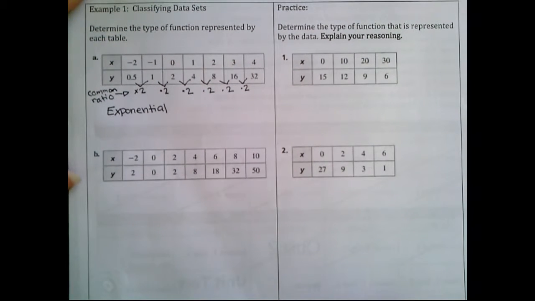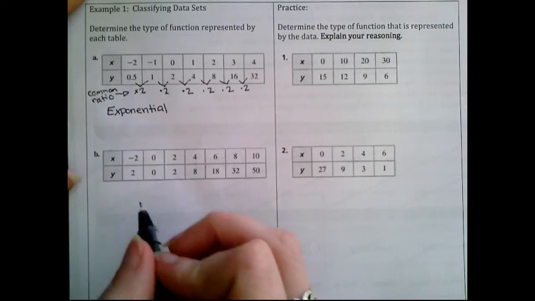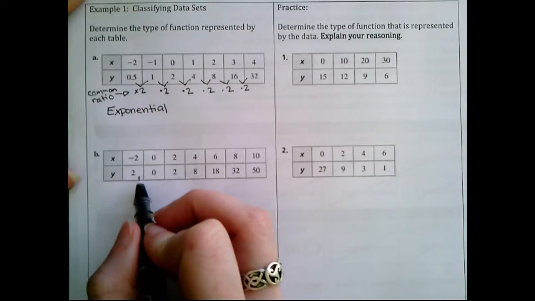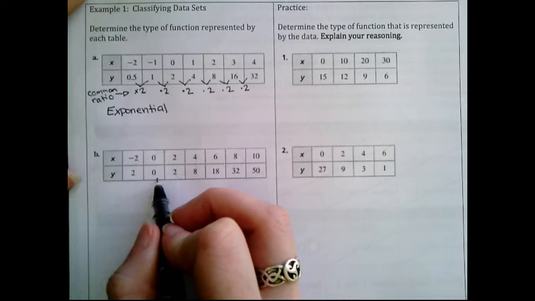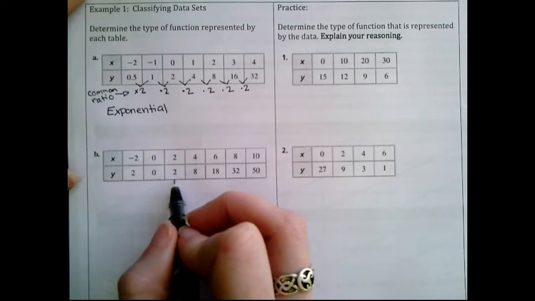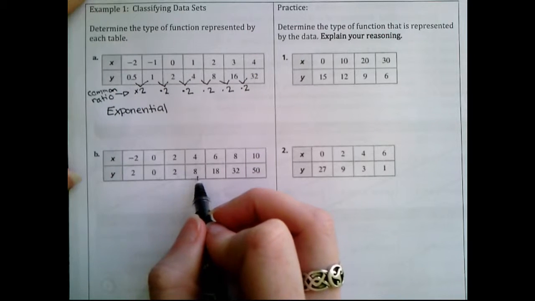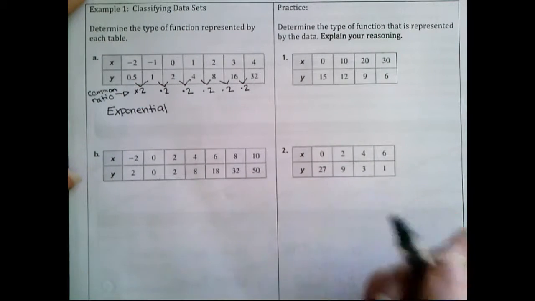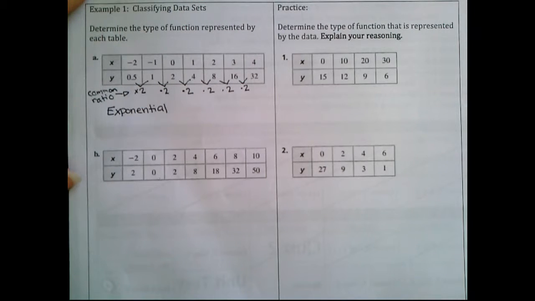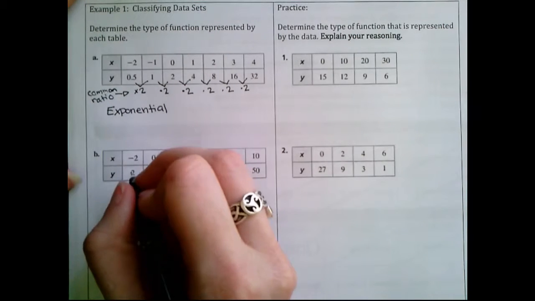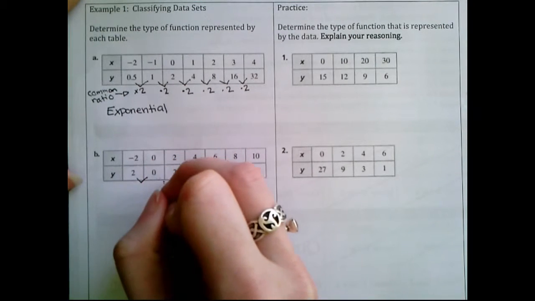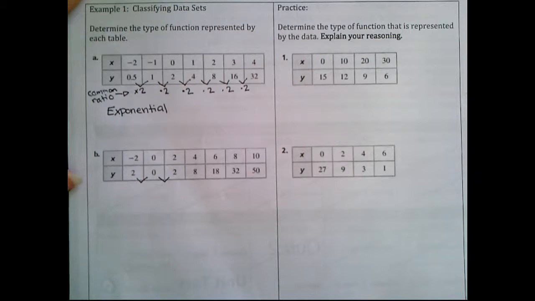So then for B, I have a little bit of a different pattern going on. I can't see anything for multiplication because this would be times 0. Here, there's no multiplication that can make 0 a 2. Here then, 2 to 8, that's not really a nice number to multiply by. I don't see any patterns just yet. So if I don't see multiplication or division, I'm going to go through and find the difference for each of these.